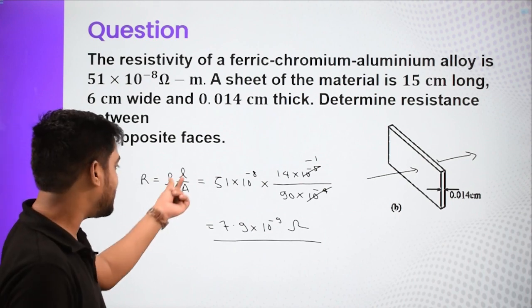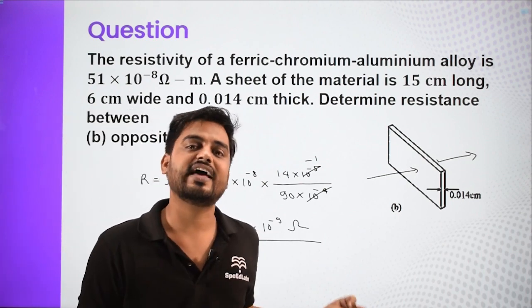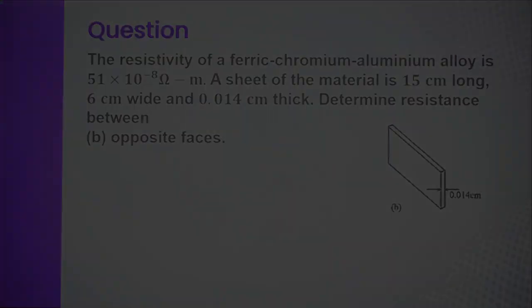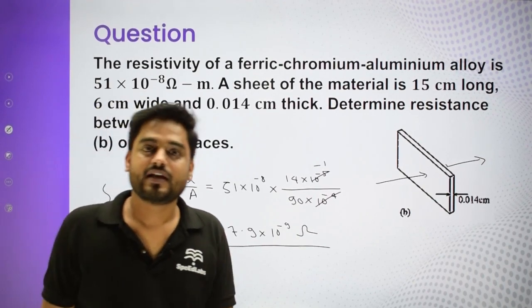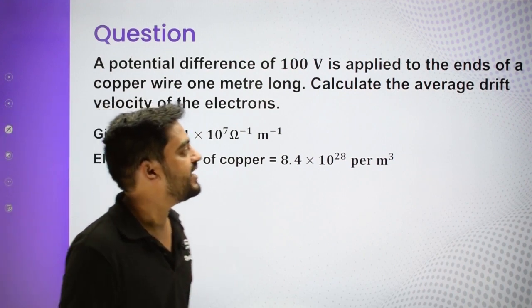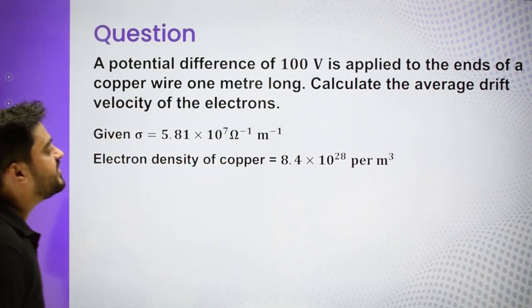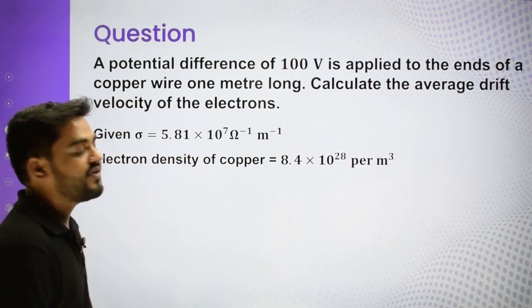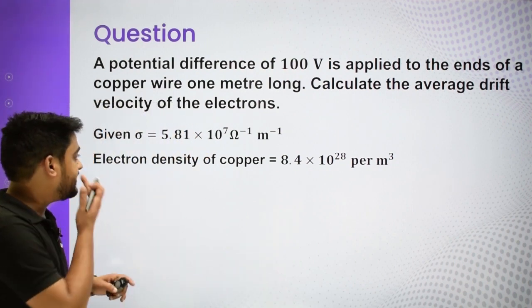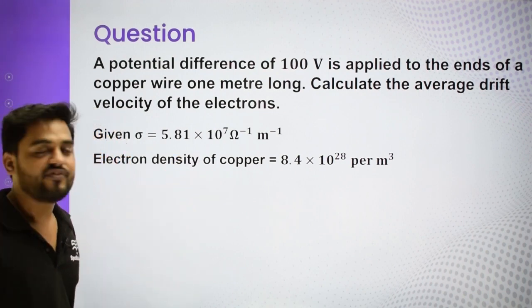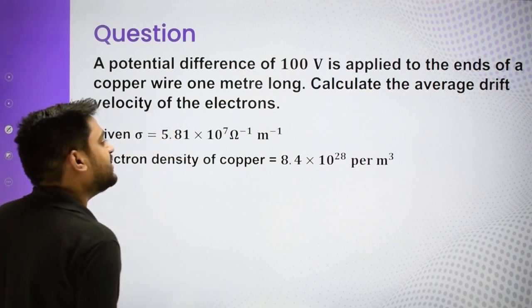So always remember, the length has to be considered along the direction of the current. So here current is going through the faces. Now let us discuss our next question: a potential difference of 100 volt is applied to the ends of a copper wire, which is 1 meter long. Calculate the average drift velocity of the electrons. It is given that sigma is this, so the conductivity is given, and the electron density of copper is also given.